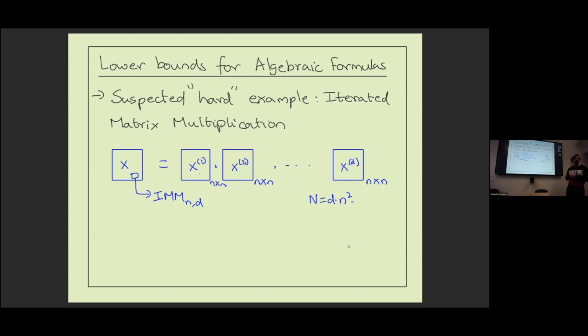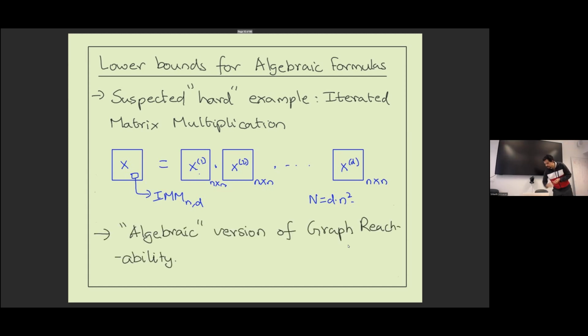We suspect that this polynomial has no small algebraic formulas. The reason we suspect it is that this is an algebraic version of the graph reachability problem. You have a graph and you want to check if one vertex is reachable from another. The standard way of doing it is to take the adjacency matrix of the graph and power it. Multiplying a bunch of matrices together corresponds to that. So we expect that this polynomial has no small formulas.